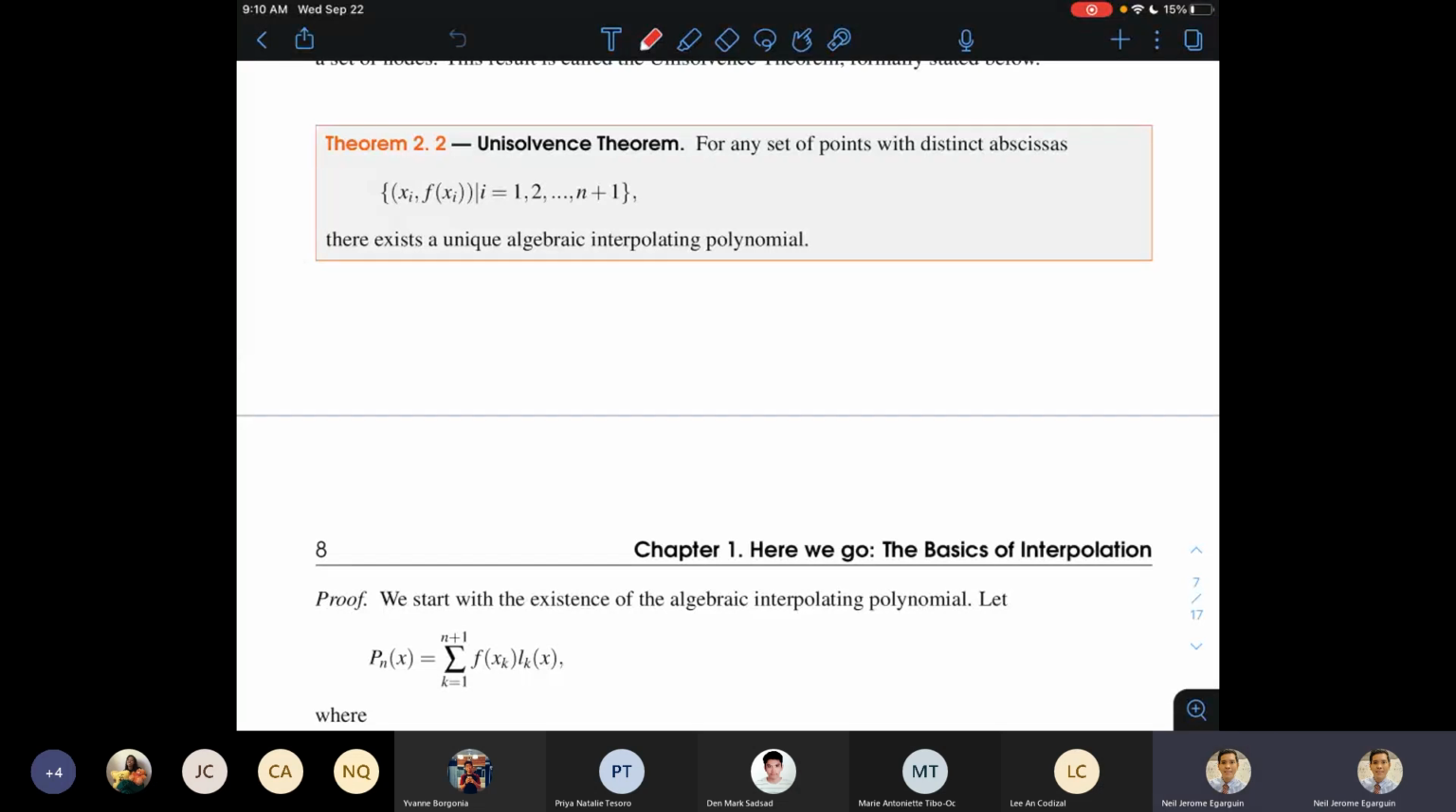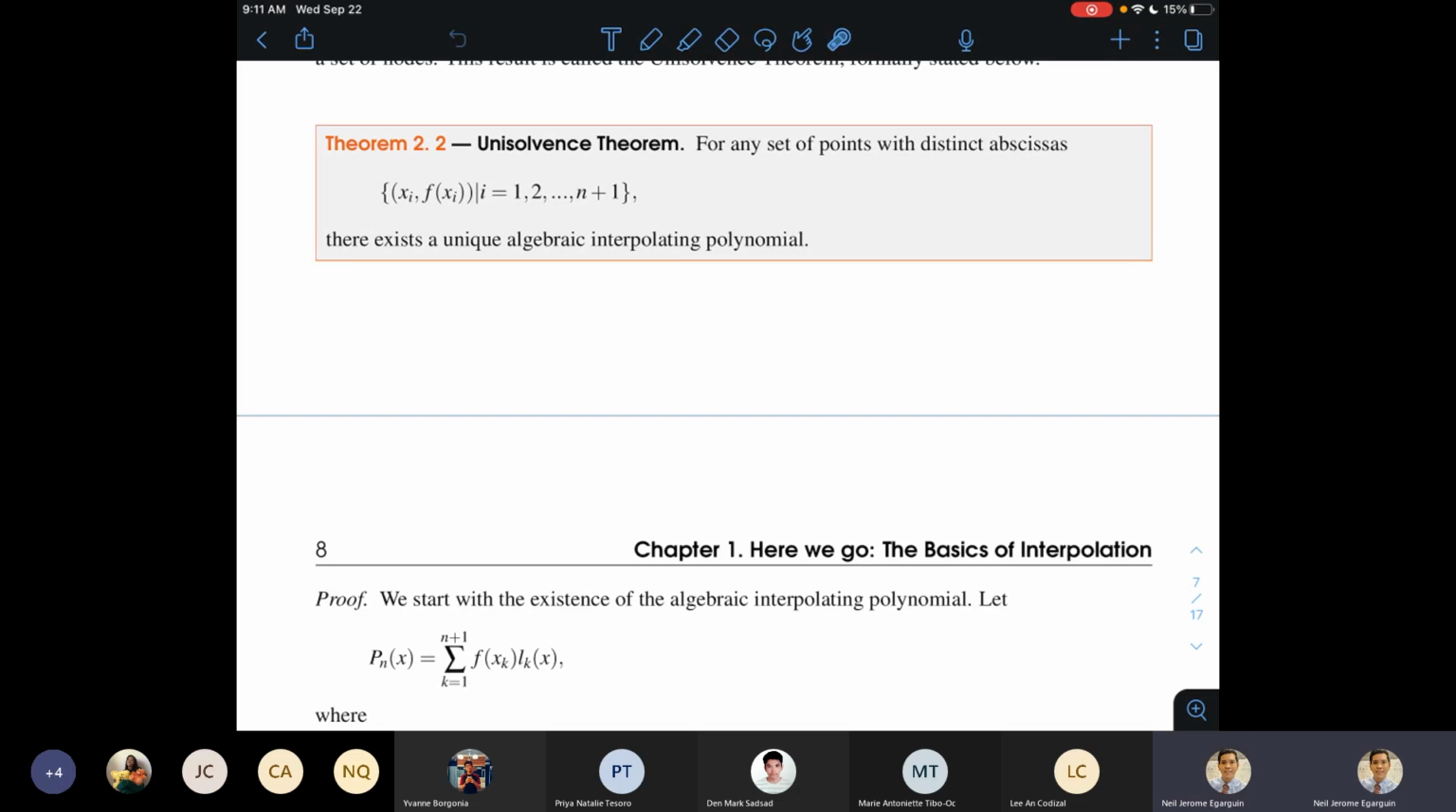Okay, the Unisolvance theorem here is theorem 2.2. So it says here again, for any set of points with distinct abscissas x sub i, f of x sub i, there exists a unique algebraic interpolating polynomial. So the claim here is twofold. We are claiming the existence of an algebraic interpolating polynomial, and we have a second claim. We're saying that interpolating polynomial is unique. So twofold yung magiging proof. Proof of existence and then proof of uniqueness.